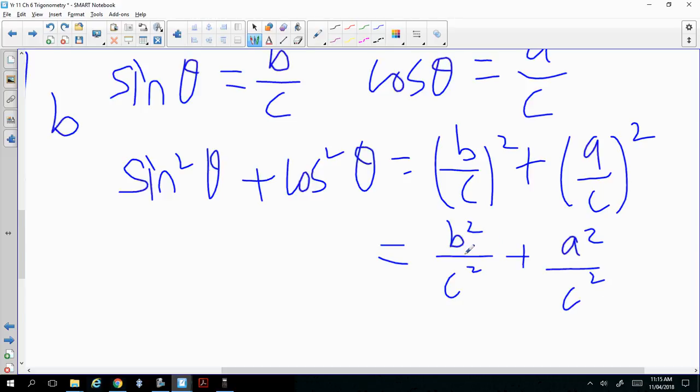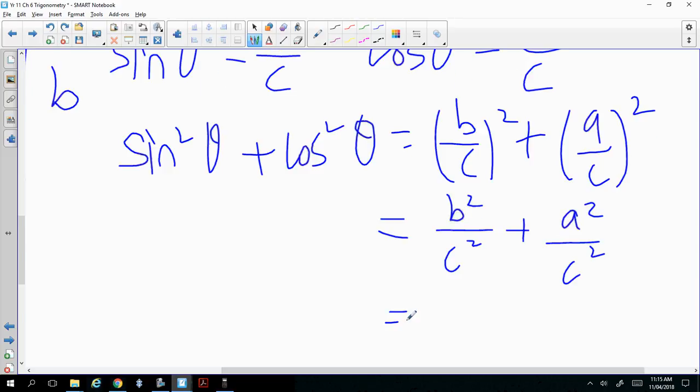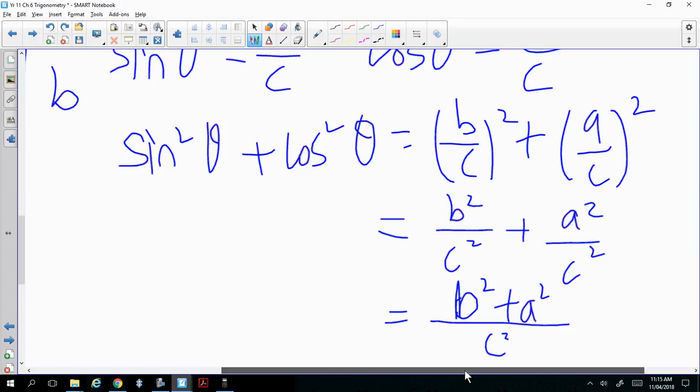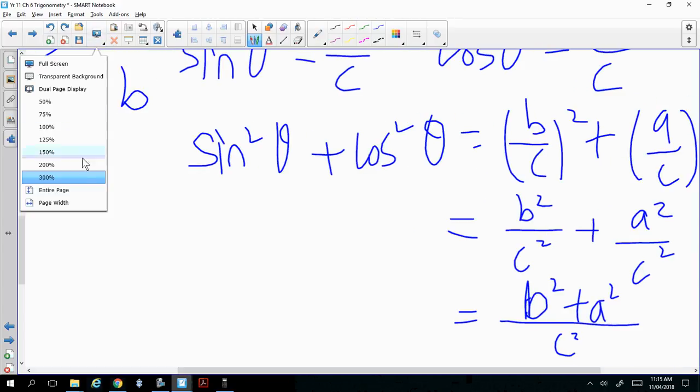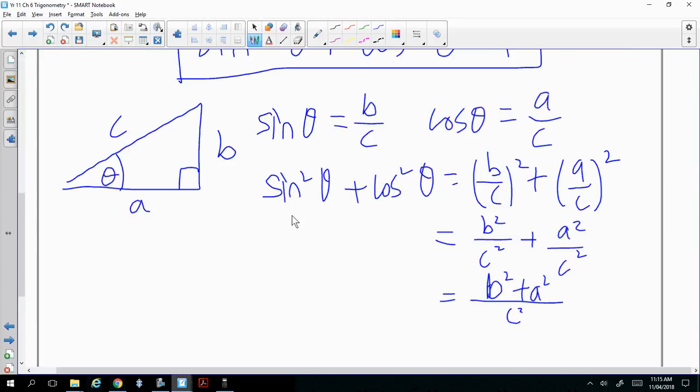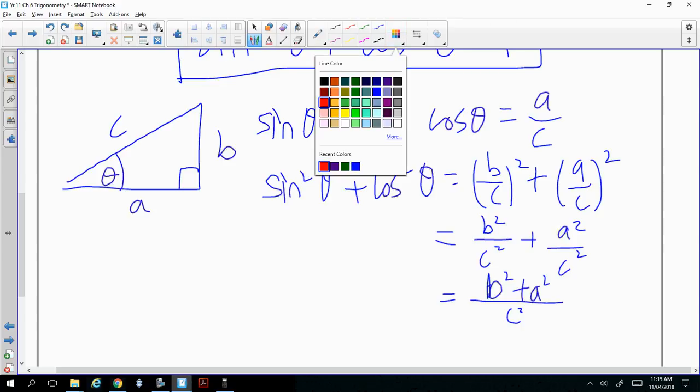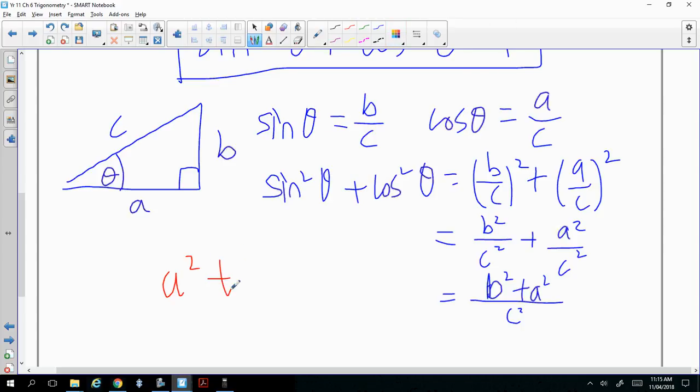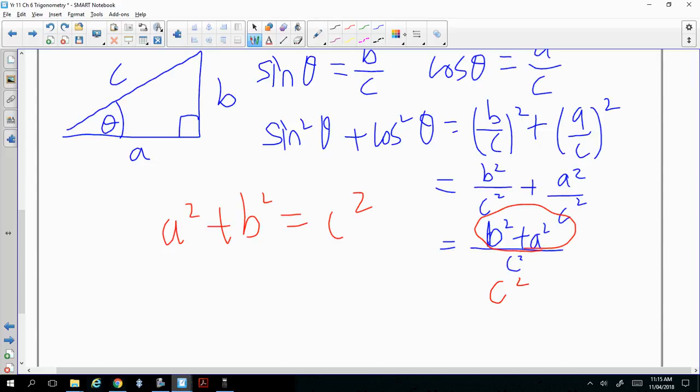Alright. And then we look at the triangle. Why is it Pythagoras? What does Pythagoras say about this triangle? A squared plus B squared is C squared. So this is C squared, right? And what's C squared over C squared? So that's why it's 1. So this is now called the Pythagorean identity. This identity comes from Pythagoras theorem.